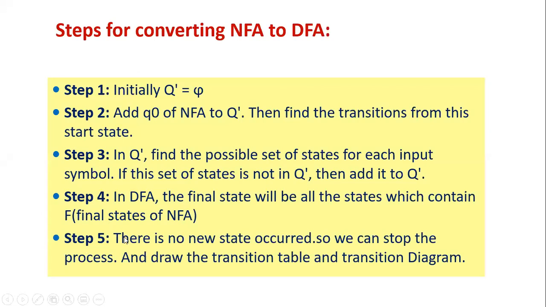And step 5: if no new state occurs, then we can stop the process. Draw the transition table and transition diagram. These are the steps. With the help of this, we can convert the NFA to DFA.